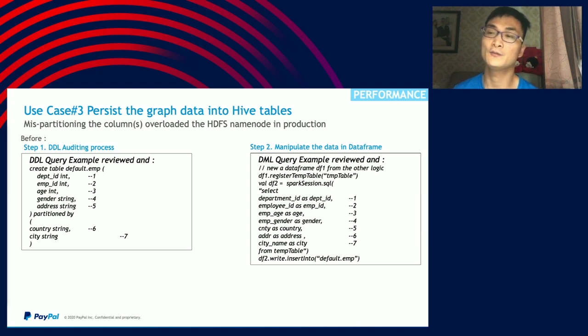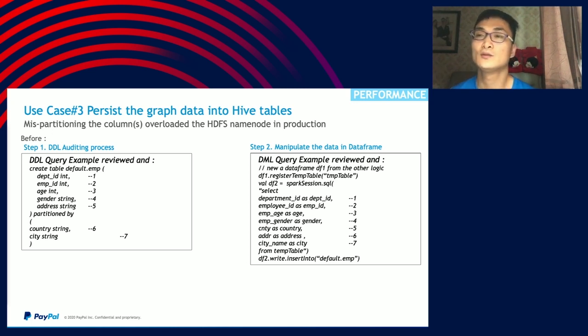This is about one enhancement in our production. This case is related to inserting a DataFrame into a Hive table. Just like you can see at the left side of this slide, here's the DDL of the Hive table. We have 7 columns and 2 partition columns.